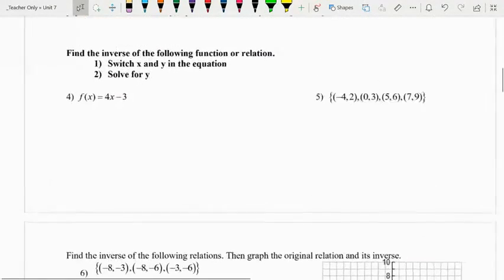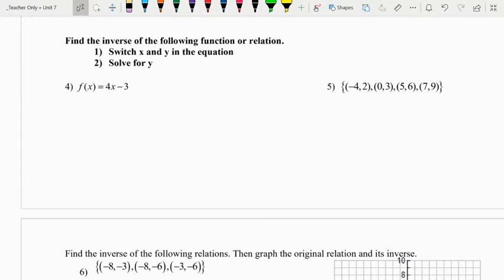Let's go ahead and talk about how to do this for real, okay? So remember that f of x is just another fancy way of saying y. So technically this is y equals 4x minus 3. So what we're going to do is find the inverse. And the way that you find the inverse is to switch x and y in the equation. So now we have x equals 4y minus 3. And then it says solve for y. Solve for our new y, we should say. So if we want to solve for y, I would add 3.